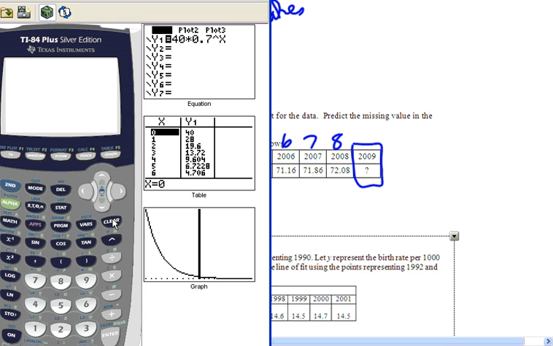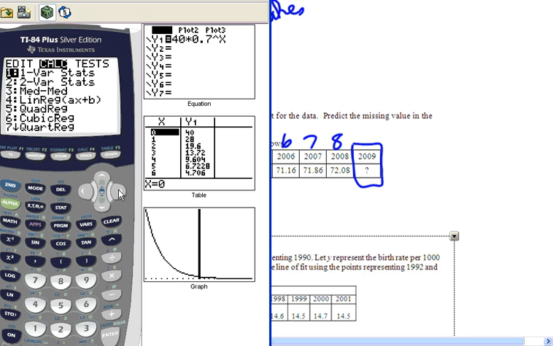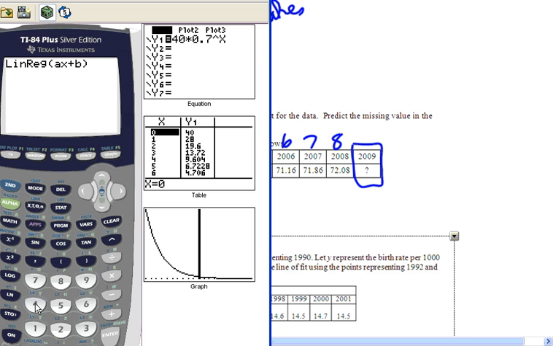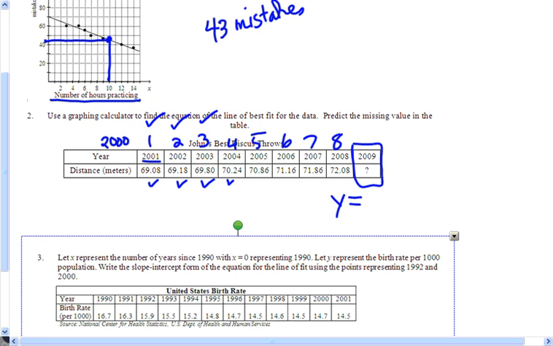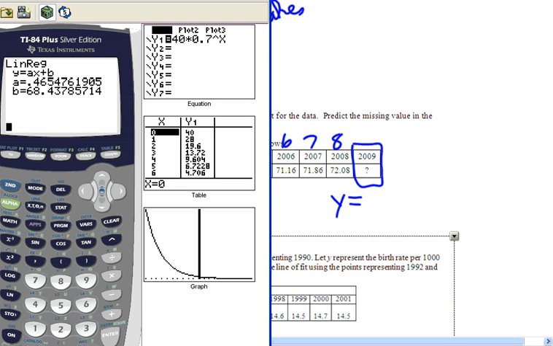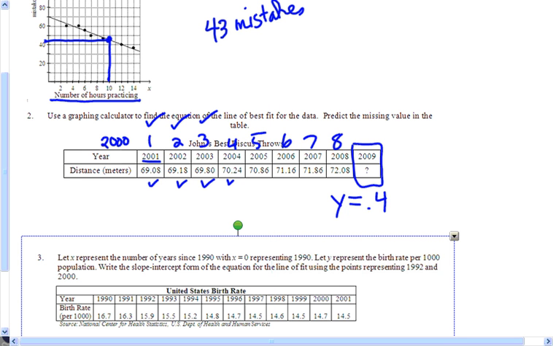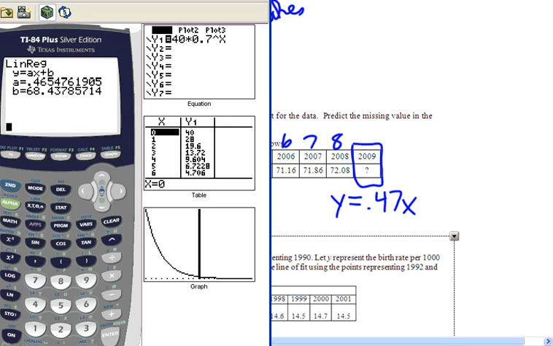All right, and the linear regression is you press stat, and then arrow over to calc, and then we pick number 4. And then once you get there, you press enter. And it tells us our equation. And I'm just going to round those values. They don't have to be perfect, but y is equal to, let's round it to 0.47x plus 68.4.